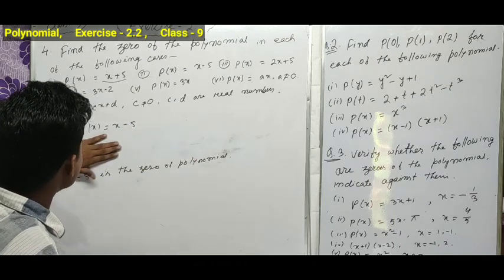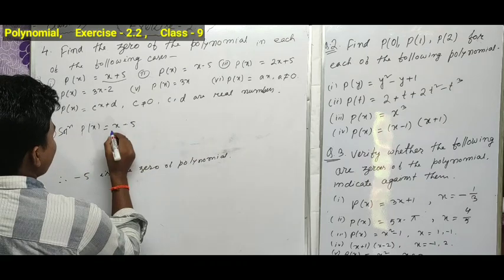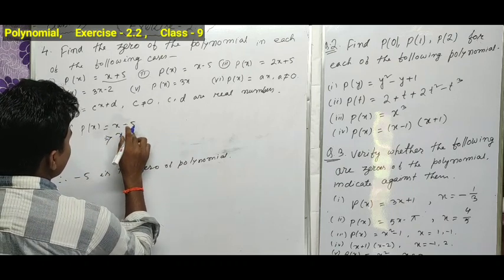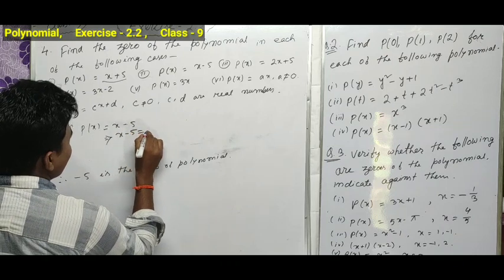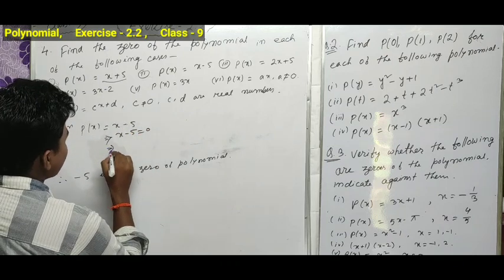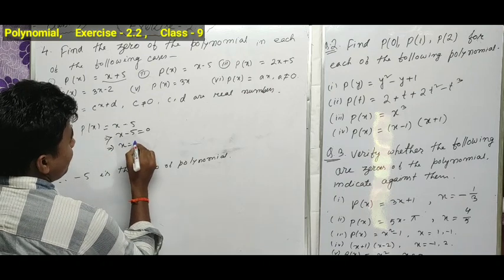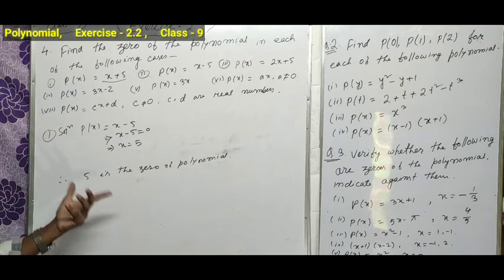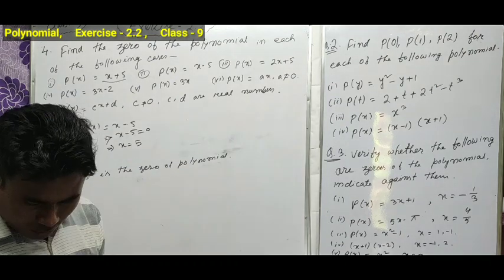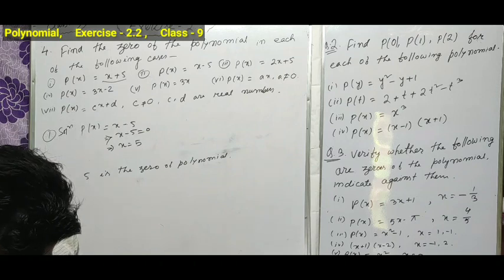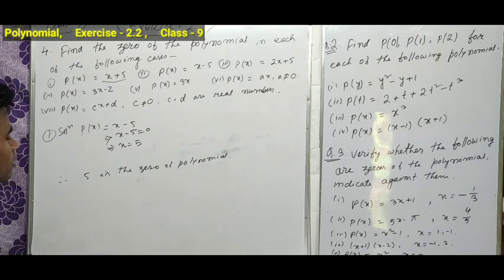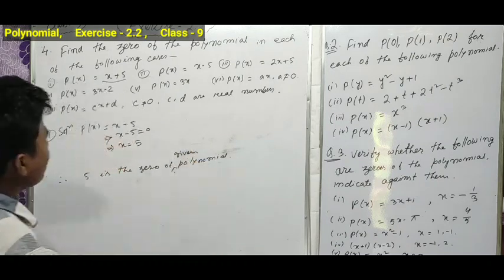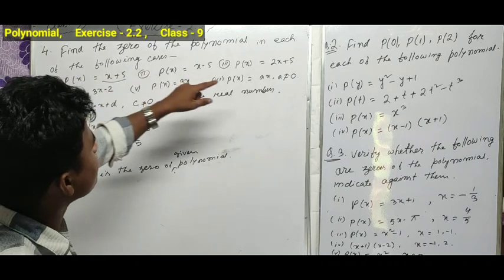You can see Px equal to x minus 5. Can you write this like that, x minus 5 equal to 0? Yes, then x equal to minus 5 becomes plus 5. So in this case we can write plus 5 is the zero of the given polynomial. Okay, next, what is question number 3?